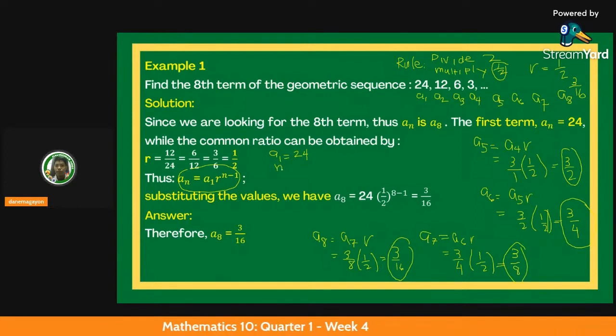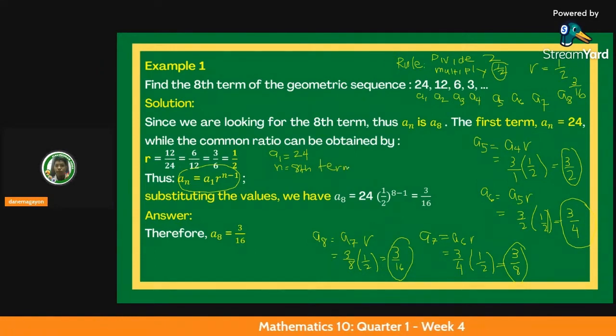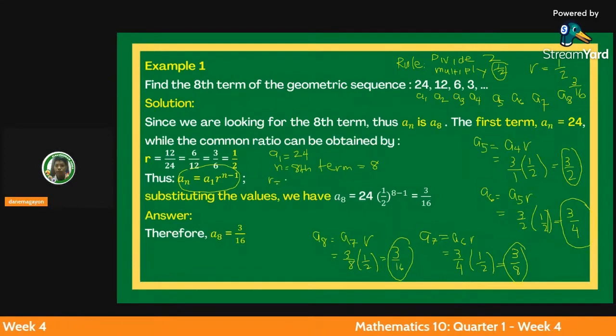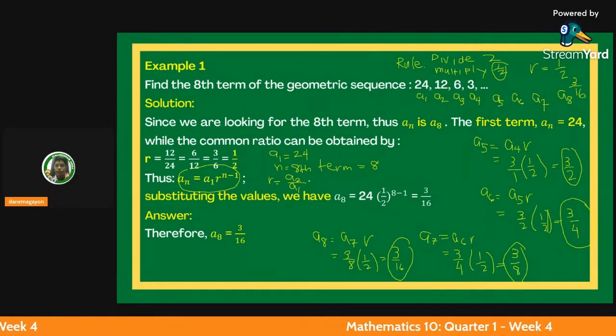And then yung n natin dito, because of the keyword or the word 8th term, yung n natin will be automatically 8. Yan na siya. We have n is equal to 8. And then yung ratio natin, di ba? We have a sub 2 over a sub 1 or any consecutive terms. We get the ratio between the two consecutive terms of the sequence.